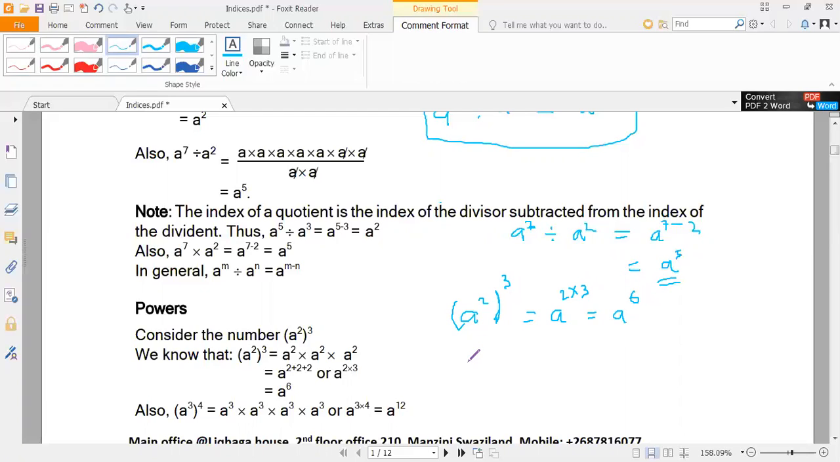So according to this law of powers, it tells us that if you have a power m, and then you are introducing another power outside, which is n, what you do is you keep the base and then you multiply the powers, that is m times n, or you can call it a to the power mn, like that. That is the power law for indices, m multiplied by n.